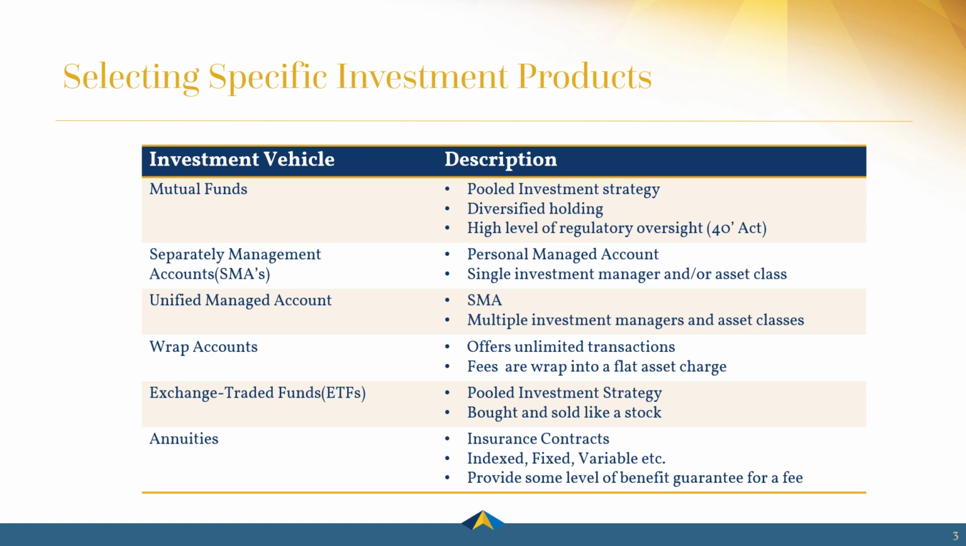Rounding out the list, we have annuities. Annuities are offered by insurance companies. They are essentially insurance contracts that offer indexed, fixed, or variable payments. Some provide a level of benefit guarantee for a fee, and some do not. But in essence, an annuity is a stream of payments that you purchase from an insurance company for the purpose of achieving a given income over a specified period of time.